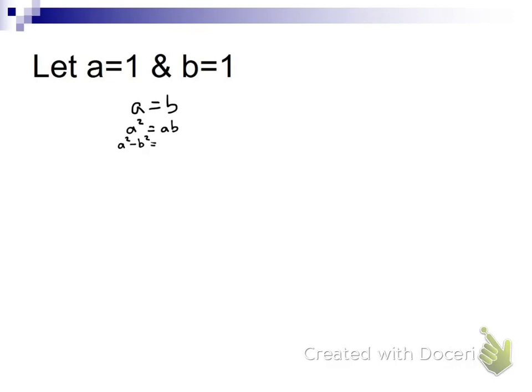So what's on the right-hand side? AB minus B squared. I'm keeping both equations balanced. Agree? All right, so now I'm going to factor both sides. What's the difference of two perfect squares?